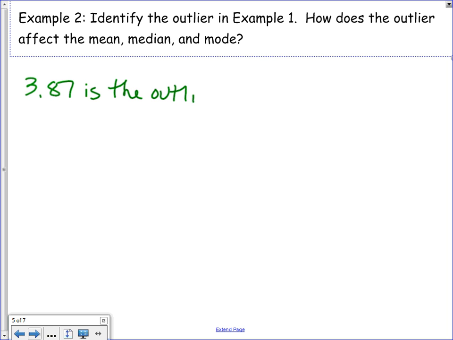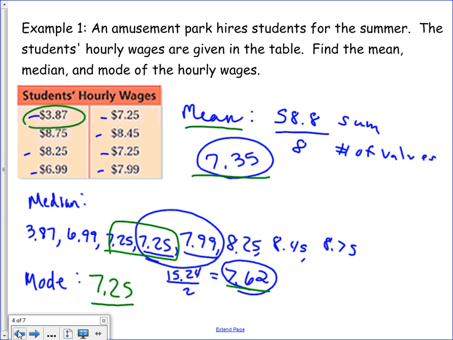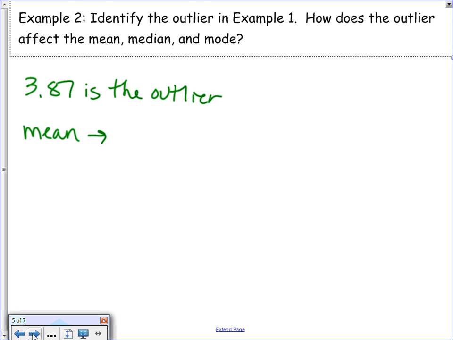And then what we want to do is now find the mean, median, and mode without it. So the mean without the outlier, 387, now we're going to add up just the values. So we'll add up all 7 of these that are remaining. And when we add all of those up, we get 5493, and we divide by 7 now because we got rid of the 387, and that's approximately 7.85. So again, we're going to round it to the nearest hundredth.